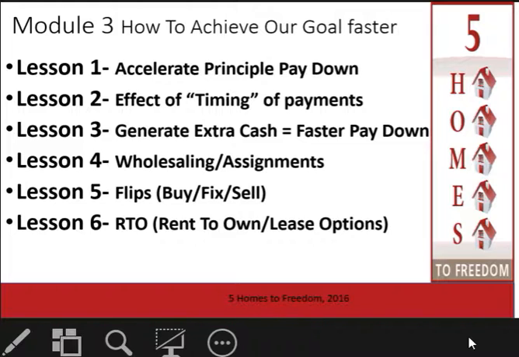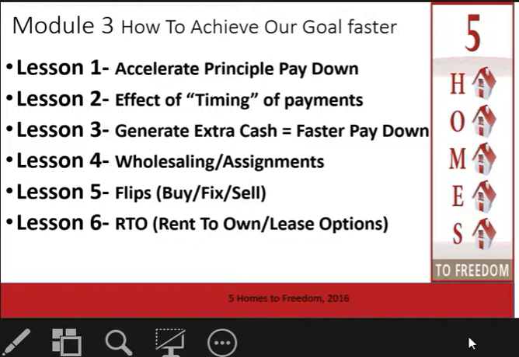And then in lessons 4, 5, and 6, we're going to be looking at how to generate some big chunks of cash. In lesson number 4, we'll talk about wholesaling and assignments. Then in lesson 5, we'll talk about the flips. That's your buy, fix, and sells. Lesson number 6, we'll talk about rent-to-owns and or lease options, one and the same. So we'll talk about those 3 different strategies to help generate large chunks of cash. If it's of interest for you, then you can dig in a little bit deeper to find out some more information as to how to actually do them, but we'll talk at a high level about those as well.